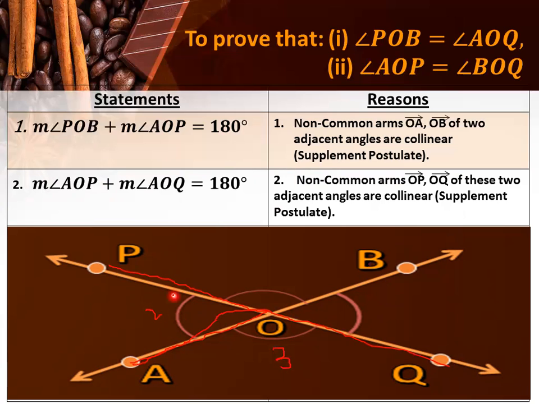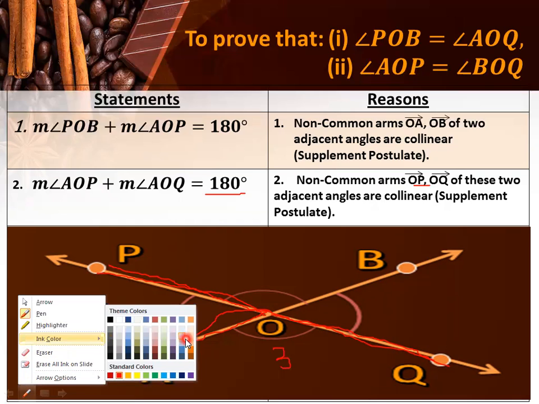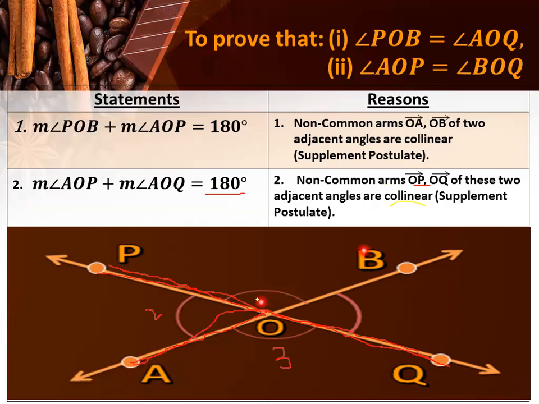Now, when you add these two angles again, you will get the sum 180 degrees, and again you will use the same reasons, but you will use different arms. Now, what are the non-common arms? OP and OQ. These are the non-common arms, and these two non-common arms are basically collinear.